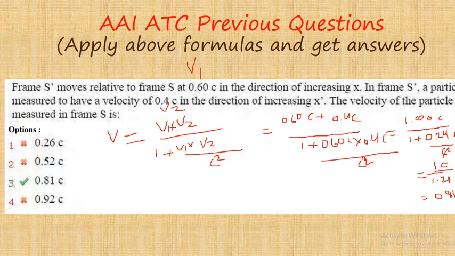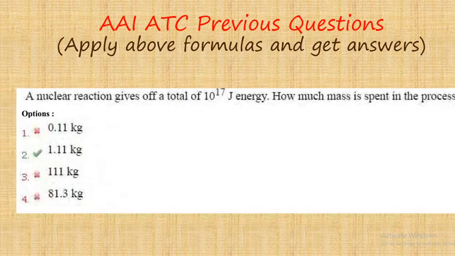Let's see what we have for the next question. Our next question is: a nuclear reaction gives off a total of 10 to the power 7 joule energy. How much mass is spent in this process? This is what it is asking. So just now we have seen the formula E equal to mc square, right? It is asking for the mass, and the energy is given to you. So you just need to substitute it here and do the calculation.